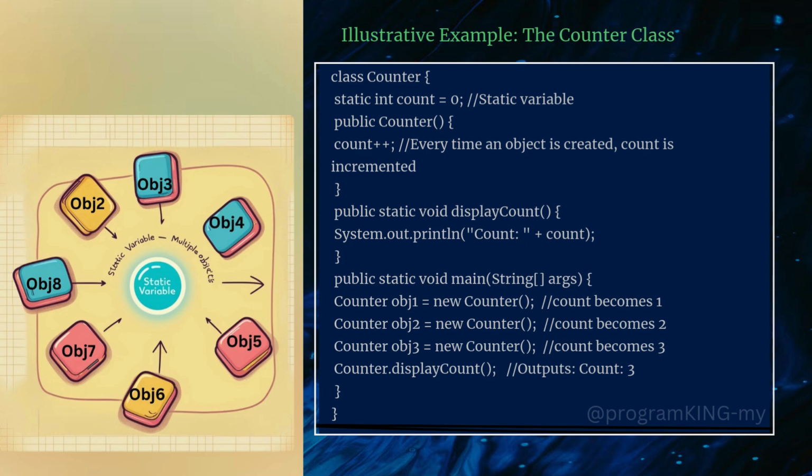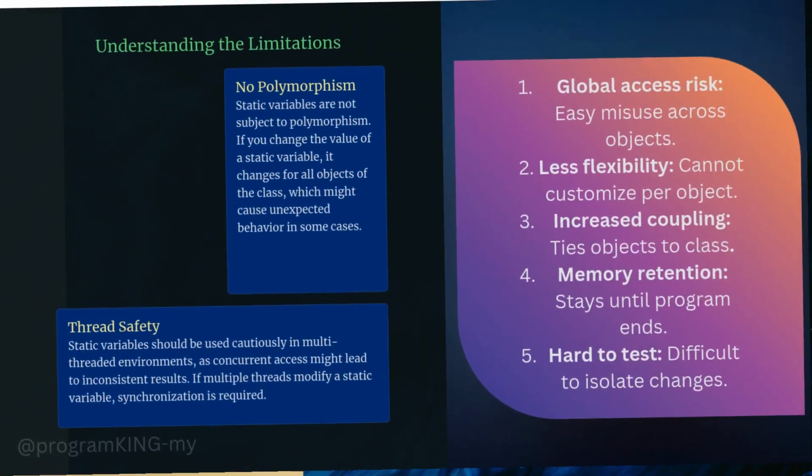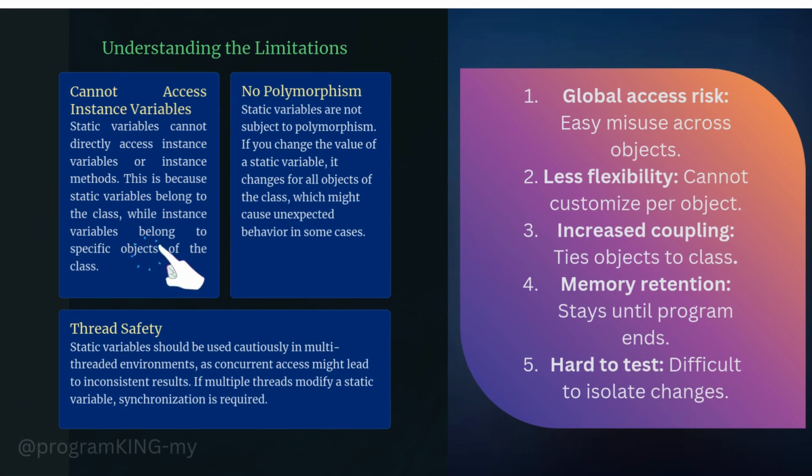If the count variable were non-static, each object would have its own separate copy of the variable. This means that the value of count would not be shared, and it would not reflect the total count across all objects. In such a case, each object would only update its own version of count. And the summary is, this example clearly demonstrates how static variables are shared across all instances of a class, making them an essential tool when you want a variable to be common to all objects of the class. Now let's dive into the limitations of static variables in Java.